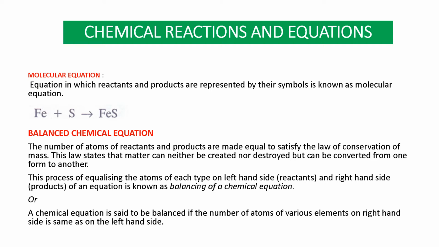In simple words, the process of equalizing the number of atoms on both sides, the reactant side as well as the product side, is known as balancing a chemical equation. This point is very important: in a balanced chemical reaction, the number of atoms on the reactant side is always equal to the number of atoms on the product side. If the number of atoms is equal on both sides, then we can say the chemical reaction is balanced.